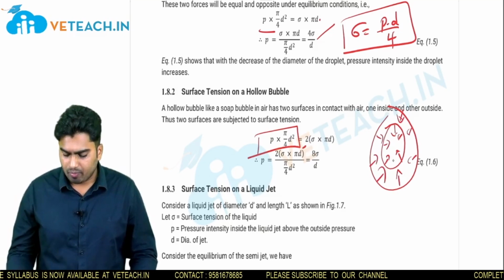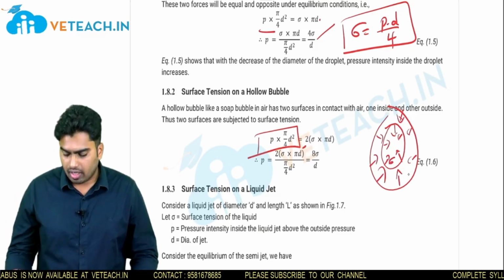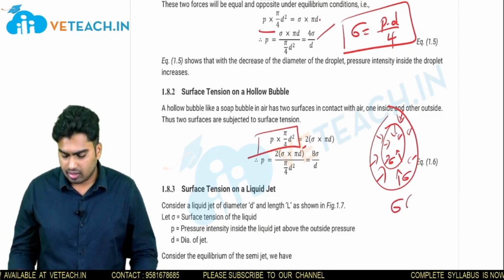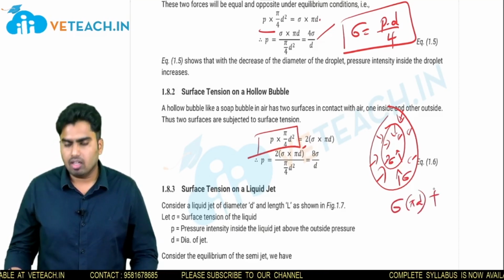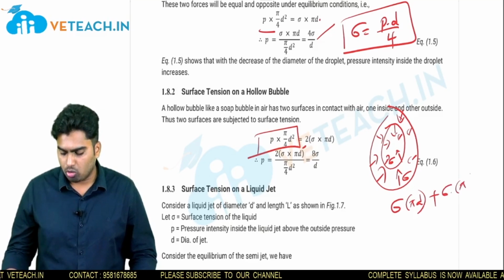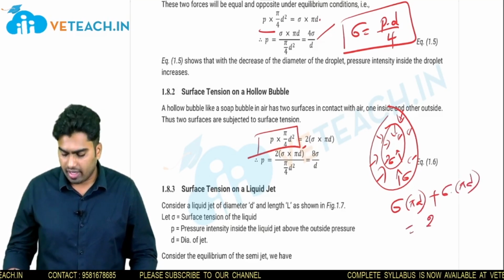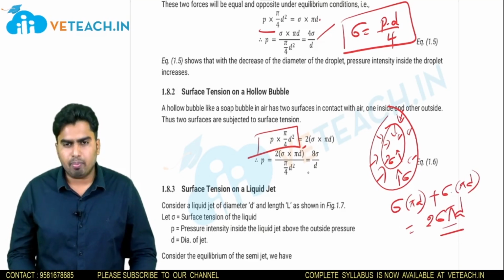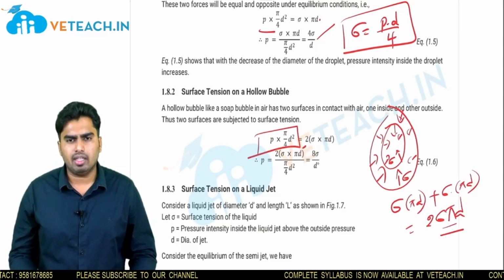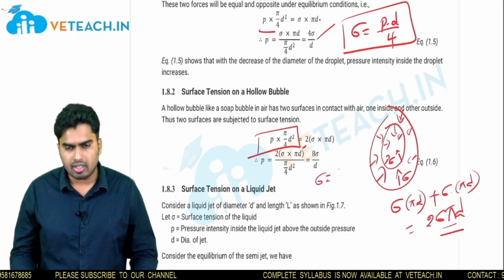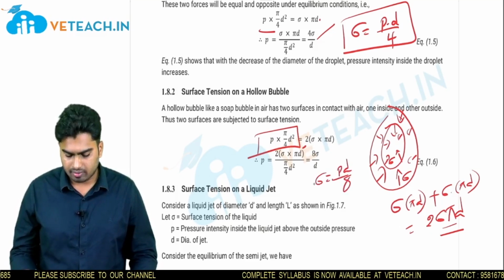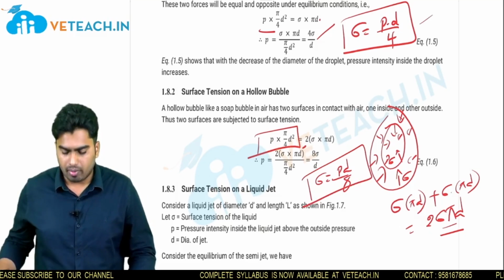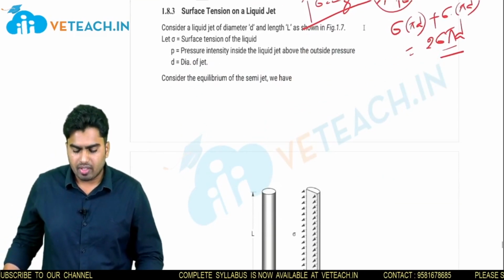So what will happen here? It is sigma here and sigma here also. The surface tension force for the inner layer is sigma into pi d, plus for the outer layer also sigma into pi d. If we add, we get 2 sigma pi d. If I solve for P, I will get P as 8 sigma by d, where surface tension can be written as Pd by 8. So it is half of the surface tension produced in a liquid droplet. Next, surface tension on a liquid jet.